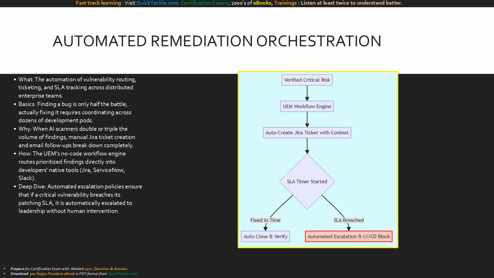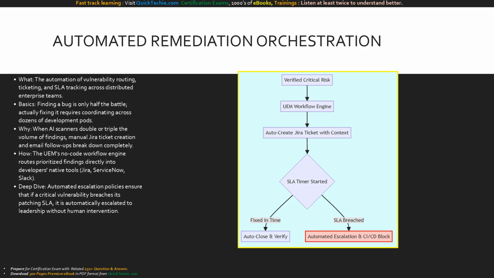How does the platform orchestrate this? It leverages a no-code workflow engine to push prioritized findings directly into the developer's native tools, like Jira, ServiceNow, or Slack, complete with the context they need. For our deep dive, consider SLA enforcement. If a critical vulnerability is ignored and breaches its 24-hour patching SLA, the platform automatically triggers an escalation policy, notifying leadership and blocking the deployment pipeline until the fix is merged.